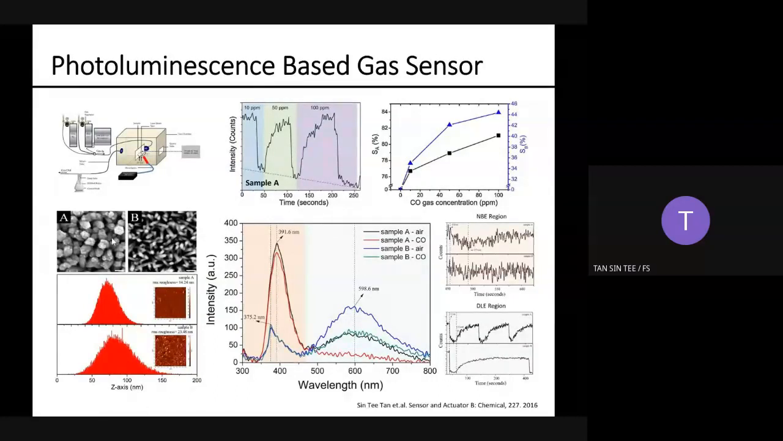After that, we found that sample A from the microwave shows a better response compared to sample B from the hydrothermal synthesis method. The microwave sample gives a sensitivity of roughly 81%, compared to the sensitivity of the sample prepared by hydrothermal, which is just 44%. The PL images here show the localized measurement of the sample when it is exposed to air and to CO.